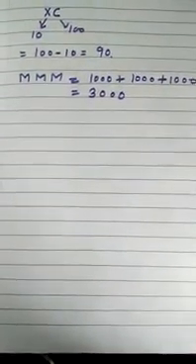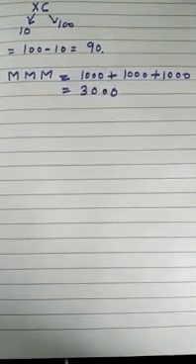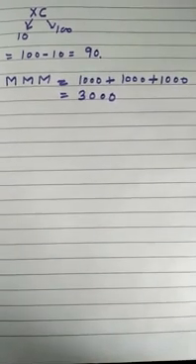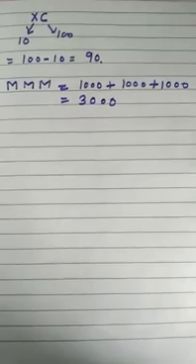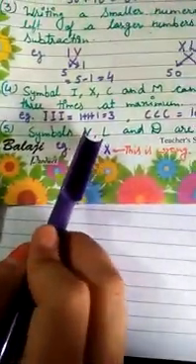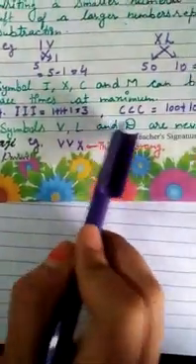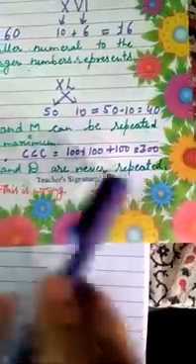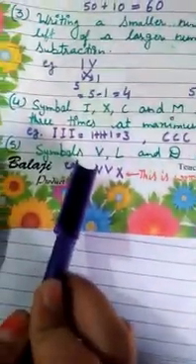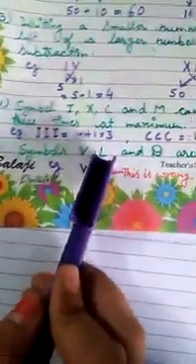Okay, so we have the symbols I, X, C and M, and we can repeat these at maximum 3 times but not more than 3. Now we have the last rule, that is symbols V, L and D are never repeated. My dear students, we will not repeat the symbols V, L and D.